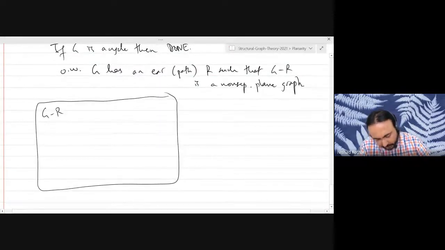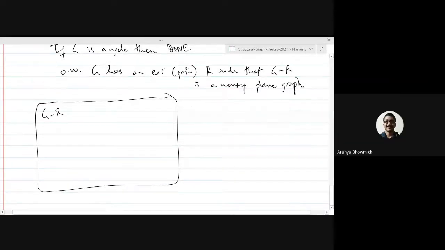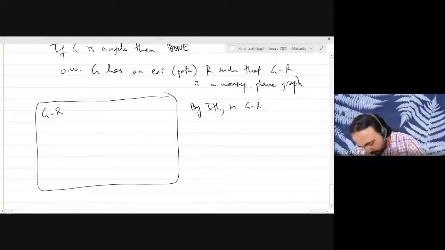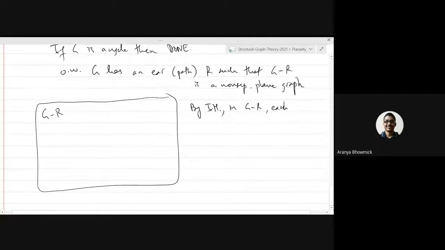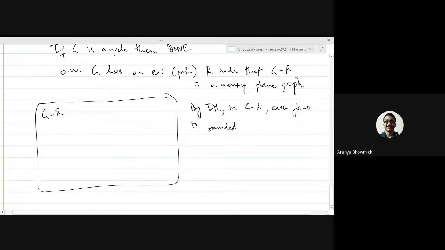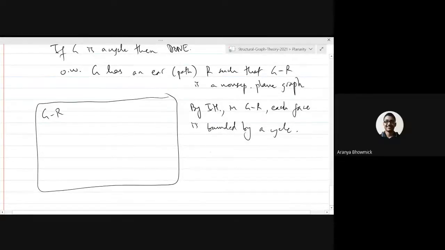Can somebody complete the proof now? This is a non-separable plane graph, so by induction, every face is bounded by a cycle. Sir, I think the proof is not trivial because once we find a planar embedding of G minus R, we know that it has some faces in the planar embedding. Now we are adding the path R to that embedding. Now we know that the endpoints of the path are, say, suppose they are U and V, there will be two vertices.